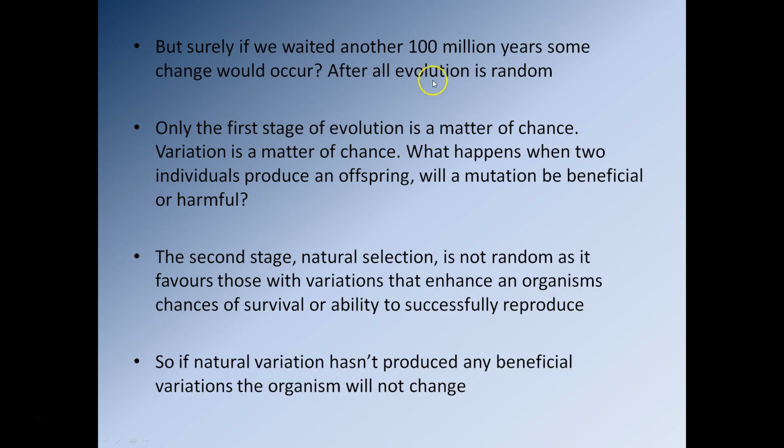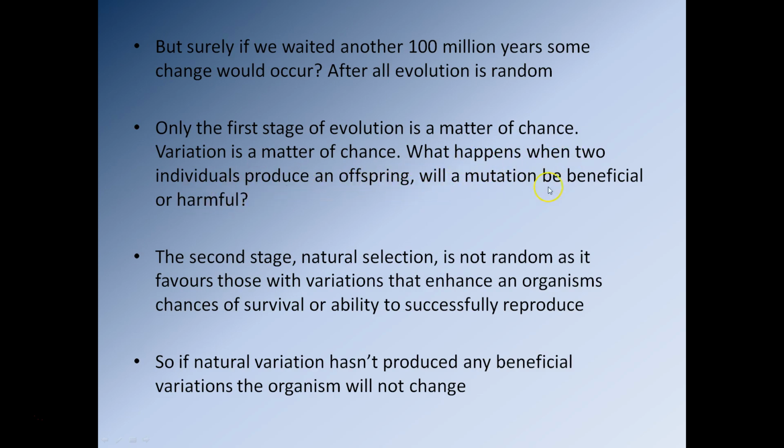But surely if we wait another 100 million years, some change would occur. After all, evolution is random. So only the first stage of evolution is a matter of chance. So variation is a matter of chance. What happens when two individuals produce an offspring?